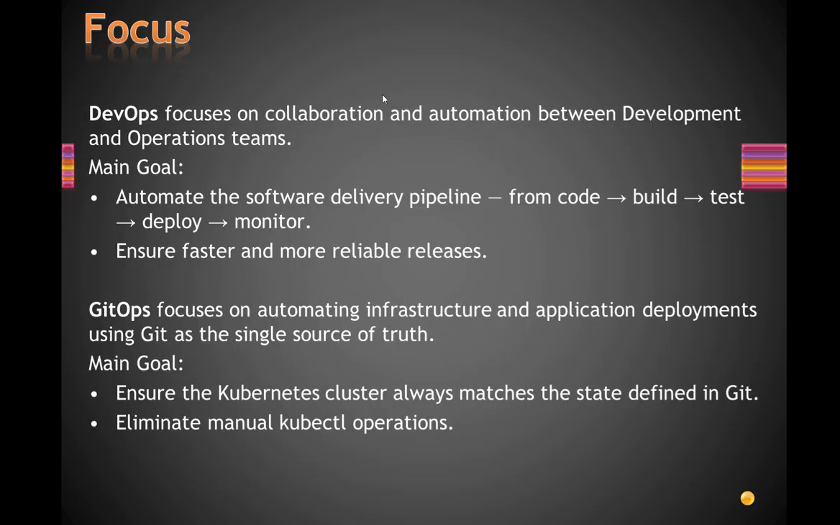Focus. Mainly, DevOps focuses on collaboration and automation between development and operation teams. The main goal in DevOps is to automate the software delivery pipeline from code, build, test, deploy, monitor, ensuring faster and more reliable releases. GitOps mainly focuses on automating infrastructure and application deployments using Git as the single source of truth. The main goal of GitOps is to ensure the Kubernetes cluster always matches the state defined in Git. It eliminates manual kubectl operations.